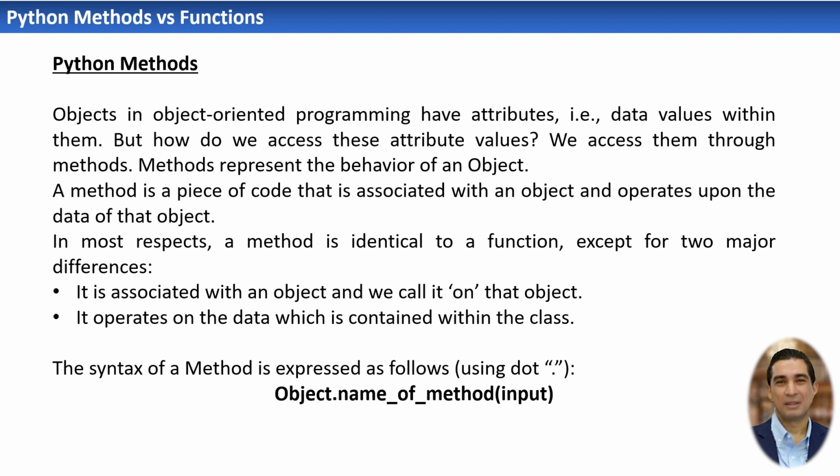On the other hand, methods are tied to objects in object-oriented programming. They access and potentially modify the data within these objects. Essentially, while a method resembles a function, it's associated with an object and operates on the data inside that object. An example of a method's syntax is object, name of method, input.